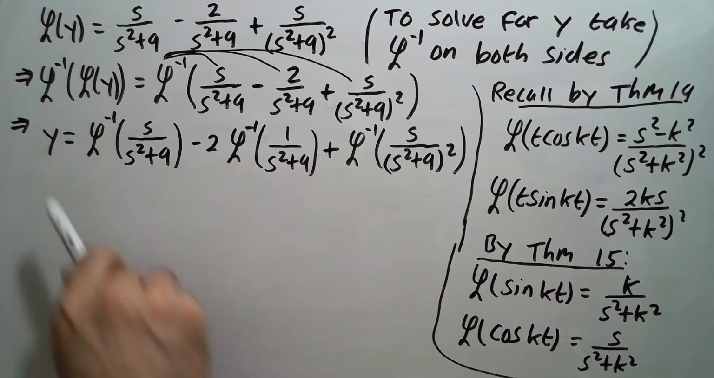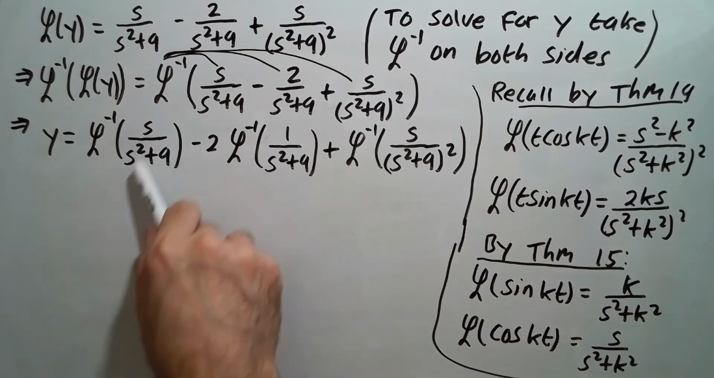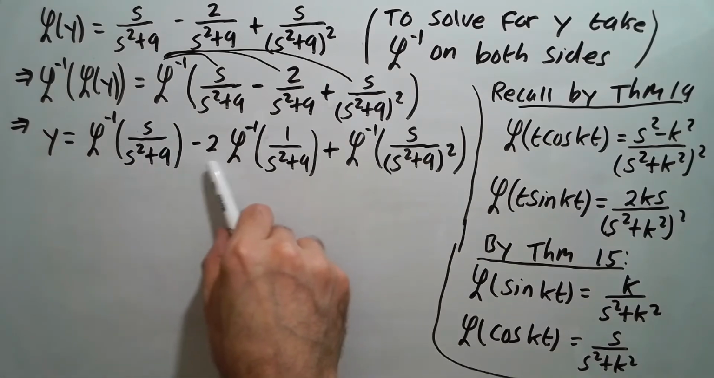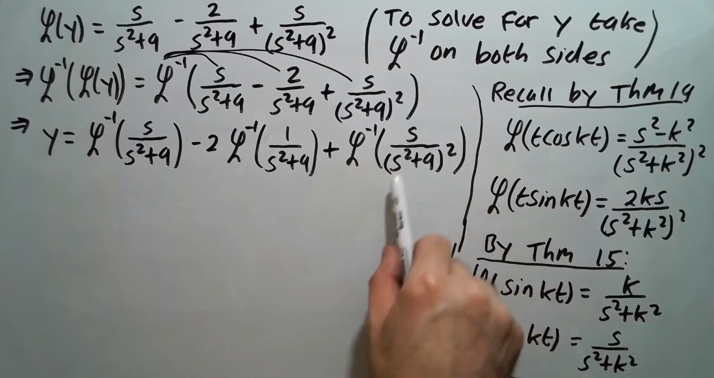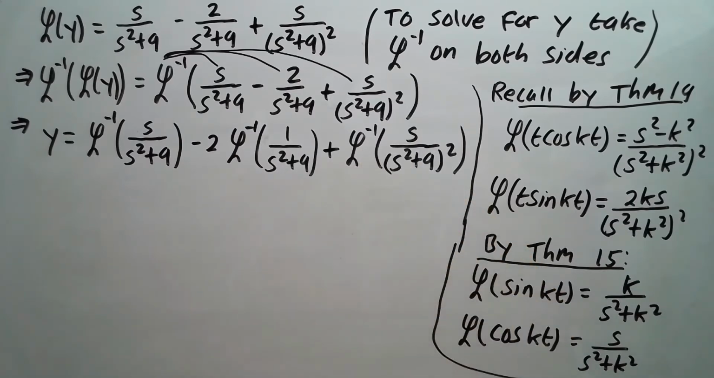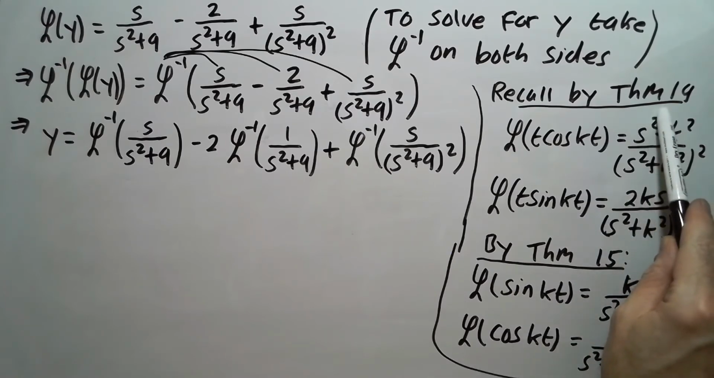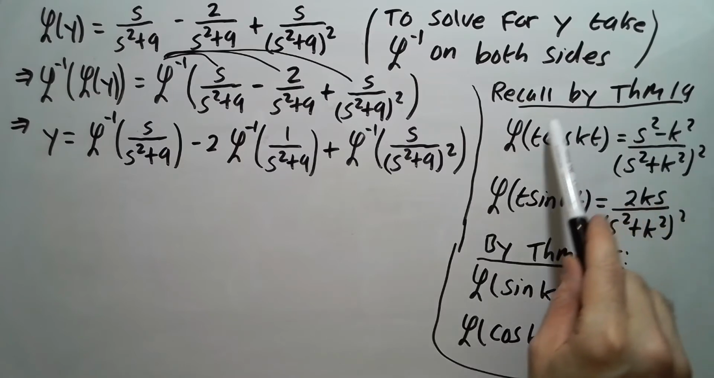Okay, so we have then our y is Laplace inverse of s over s squared plus 9, minus 2 times Laplace inverse of 1 over s squared plus 9, plus Laplace inverse of s over s squared plus 9, squared. So we're going to be using Theorem 19. At the end of Theorem 19, I showed these two things.